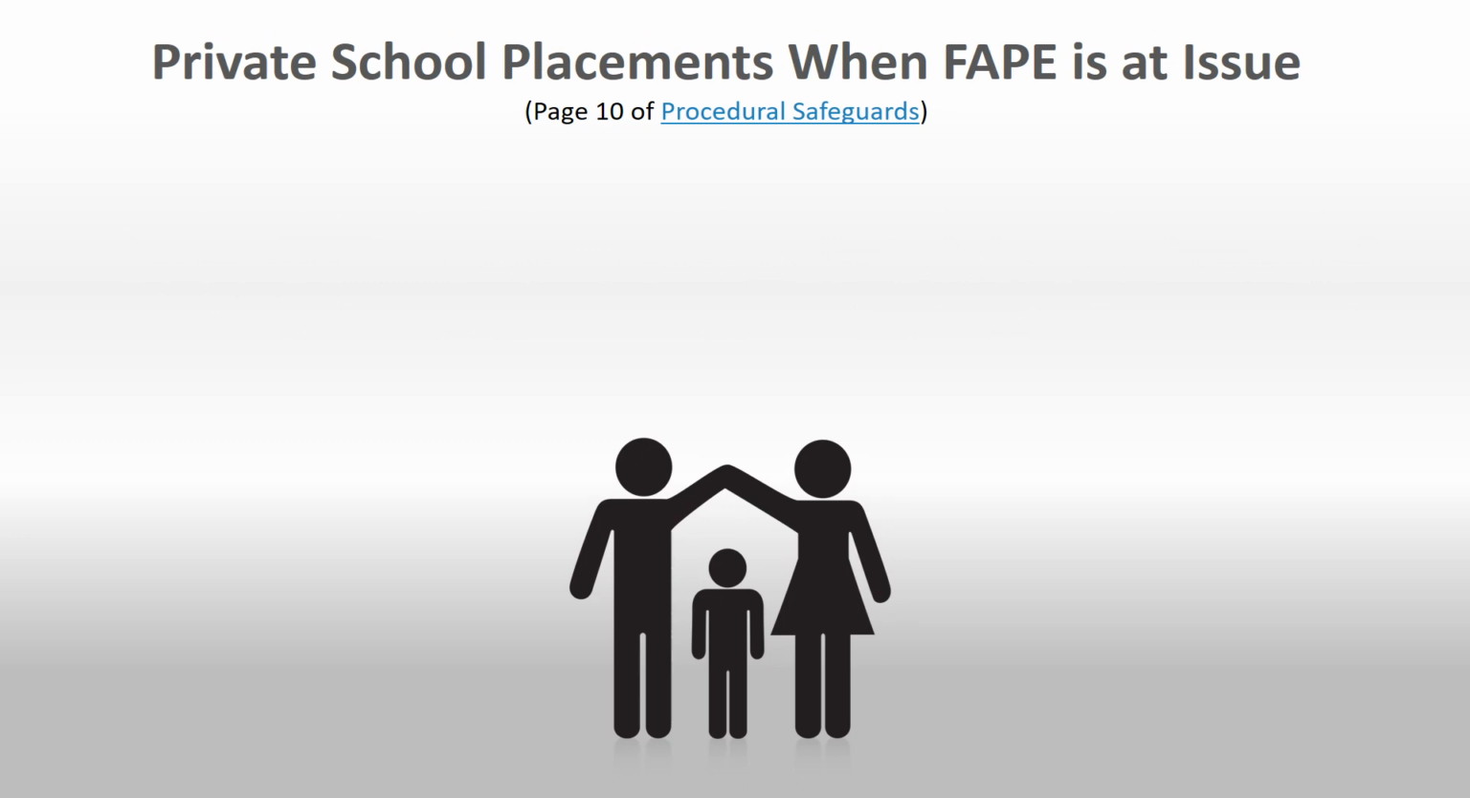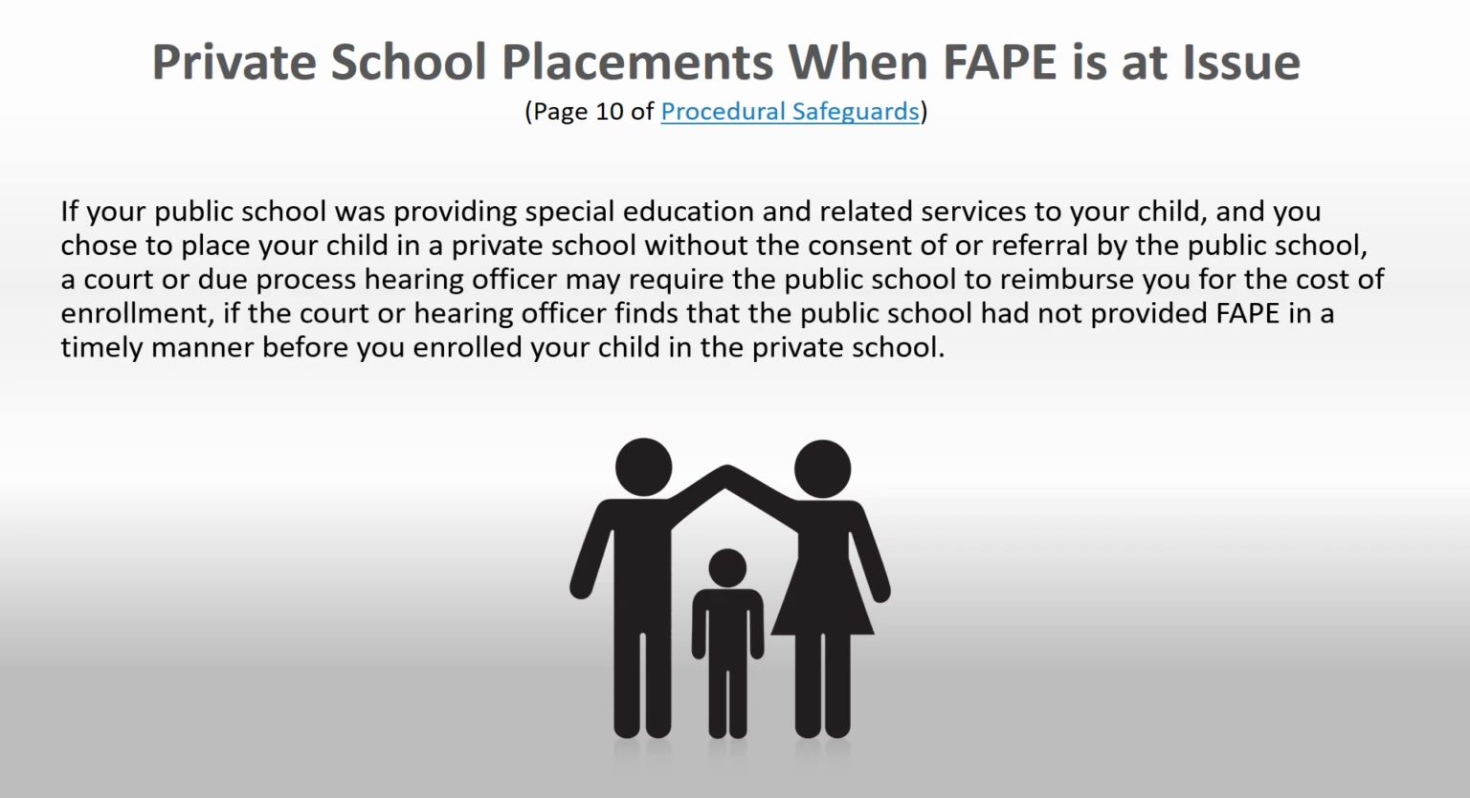Private school placements when FAPE is at issue, page 10 of Procedural Safeguards. If your public school was providing special education and related services to your child and you chose to place your child in a private school without the consent of or referral by the public school, a court or due process hearing officer may require the public school to reimburse you for the cost of enrollment if the court or hearing officer finds that the public school had not provided FAPE in a timely manner before you enrolled your child in the private school.